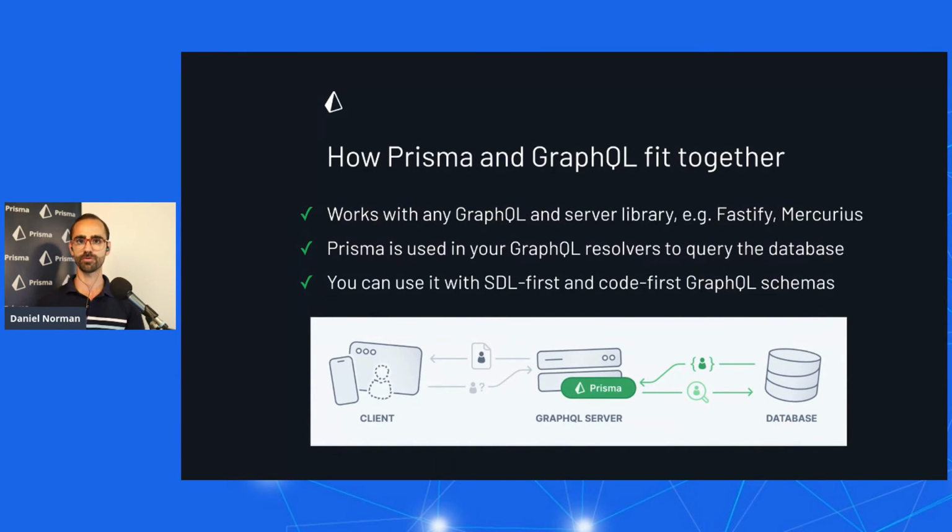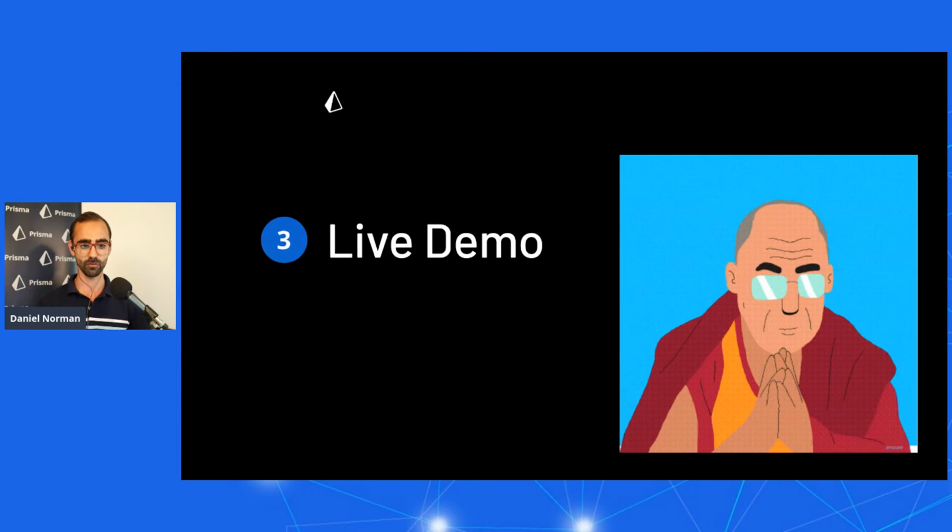Now, how does Prisma fit together with GraphQL? Well, GraphQL provides a powerful way for web and mobile apps to fetch data from an API. However, as a backend developer, you're still responsible for how your GraphQL server retrieves the requested data from the database. And typically you do that by implementing your GraphQL resolvers with some kind of library or ORM. And this is where Prisma comes in. You use Prisma in your resolvers to fetch data from your database. So that was how they fit together.